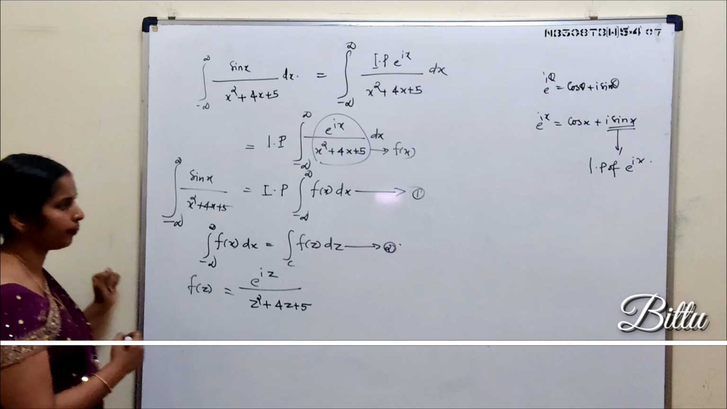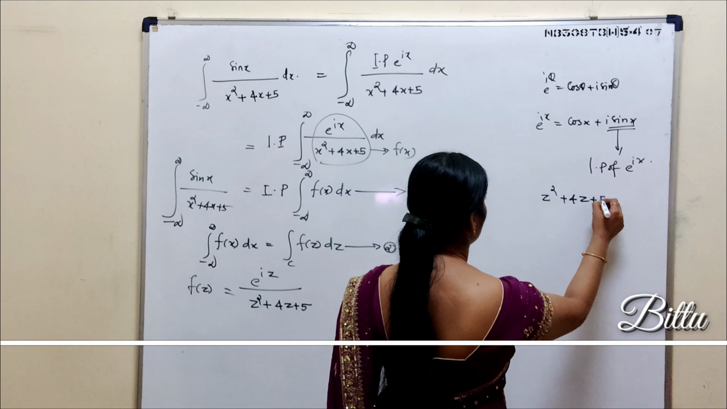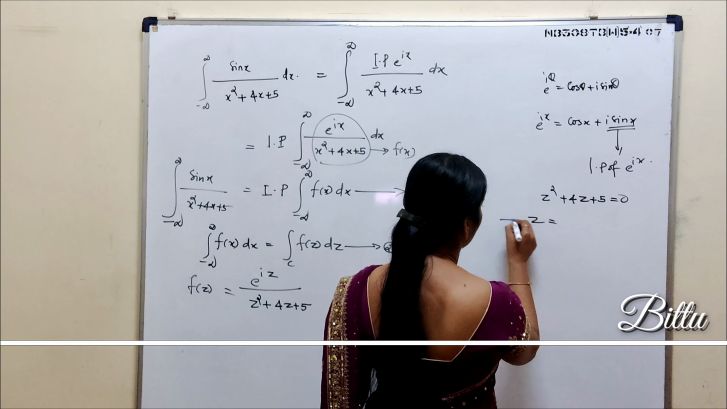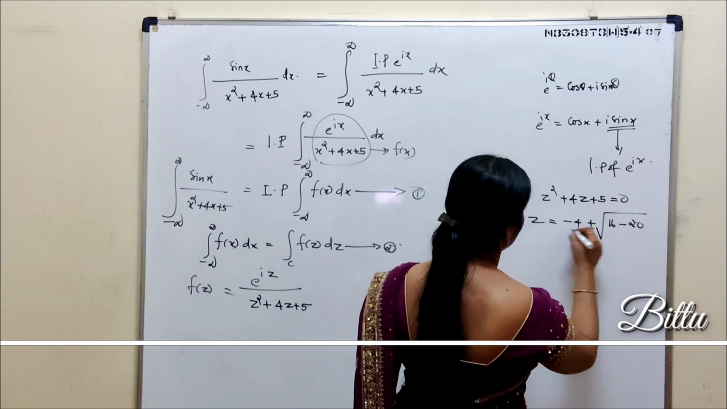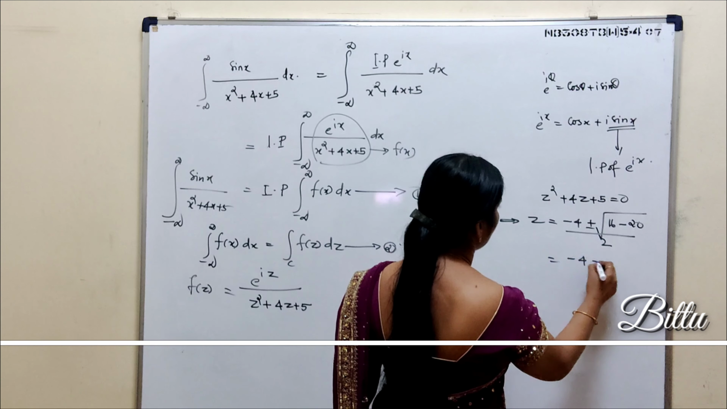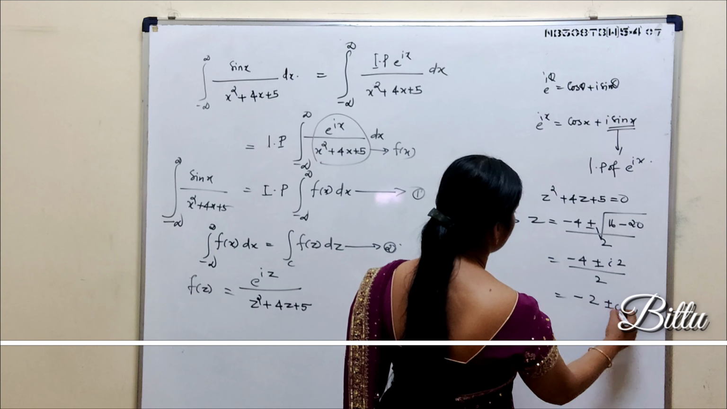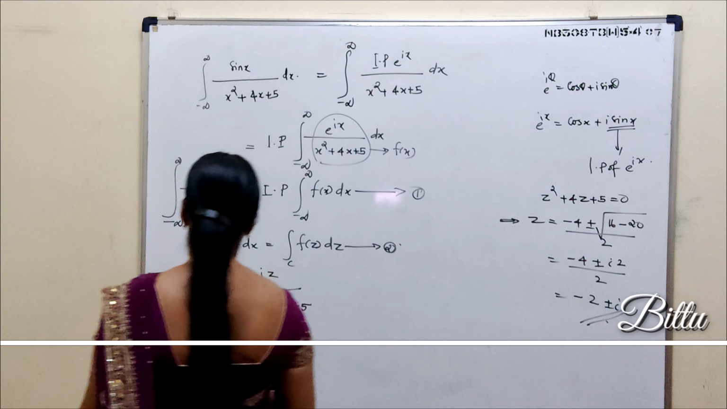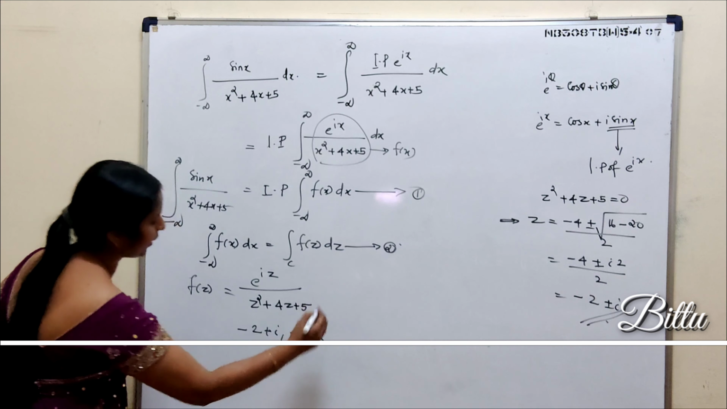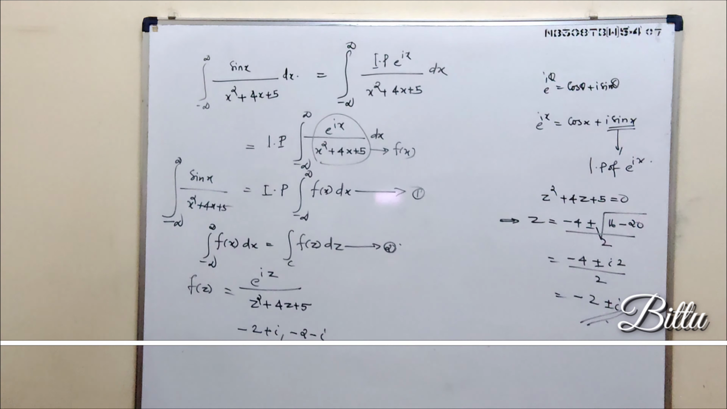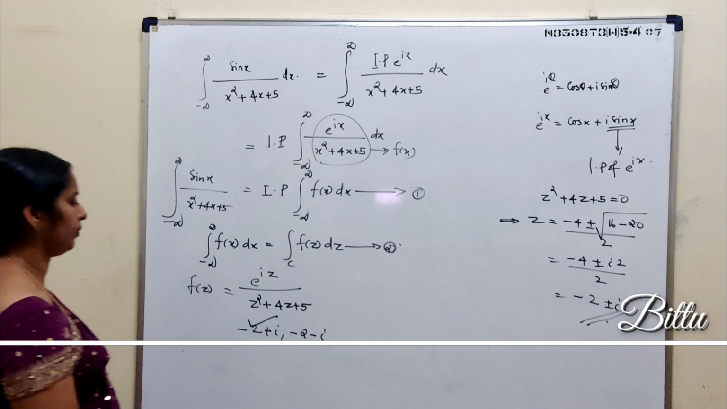Singularities are given by z square plus 4z plus 5 equal to 0. So z equals minus b plus or minus root b square minus 4ac by 2a. That is minus 4 plus or minus 2i divided by 2, that is minus 2 plus or minus i. So its singularities are minus 2 plus i and minus 2 minus i. Among these two singularities, minus 2 plus i will be inside C.